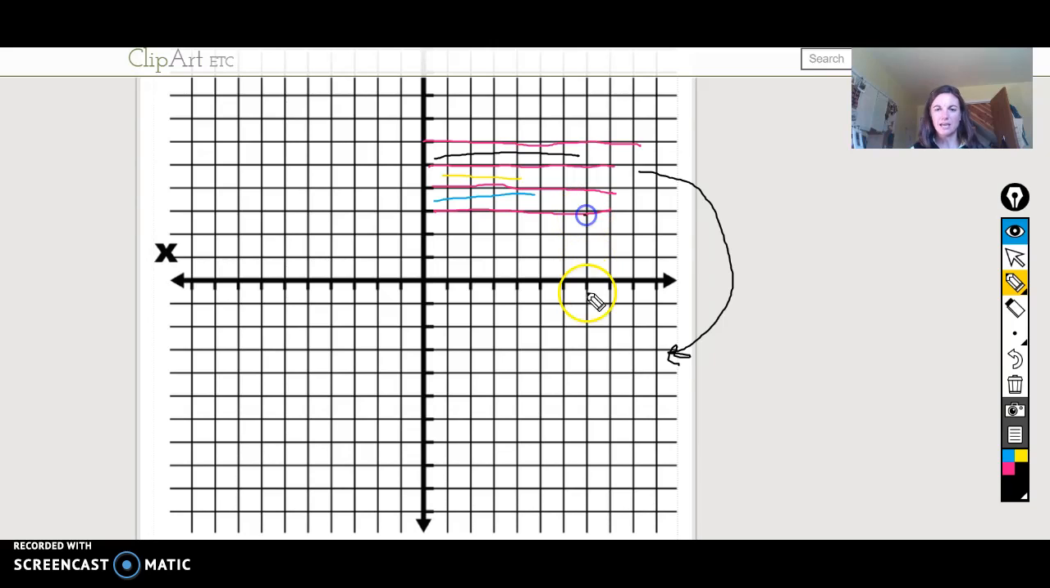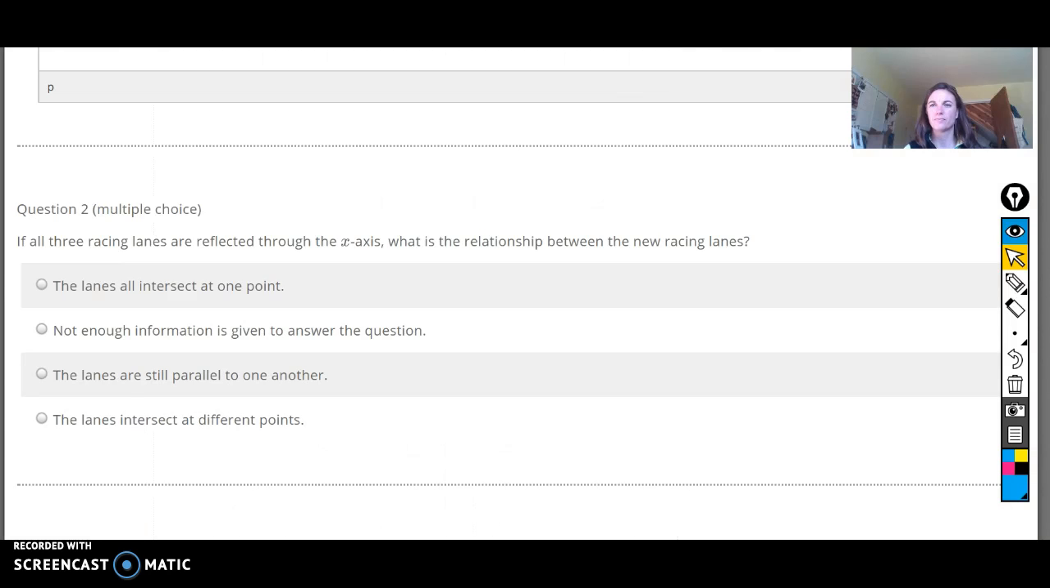Okay, and now if this entire thing was reflected over this x-axis, so if it came over here, then this line, these will be blue now, this line, if this is at y equal 3, then this line would be at y equal -3, -4, -5, and -6. Okay, so again, nothing has changed. They're still parallel lines. They've just been reflected over the x-axis. Okay, so let's go back and see what answer applies there. So question 2, they are still parallel to each other.